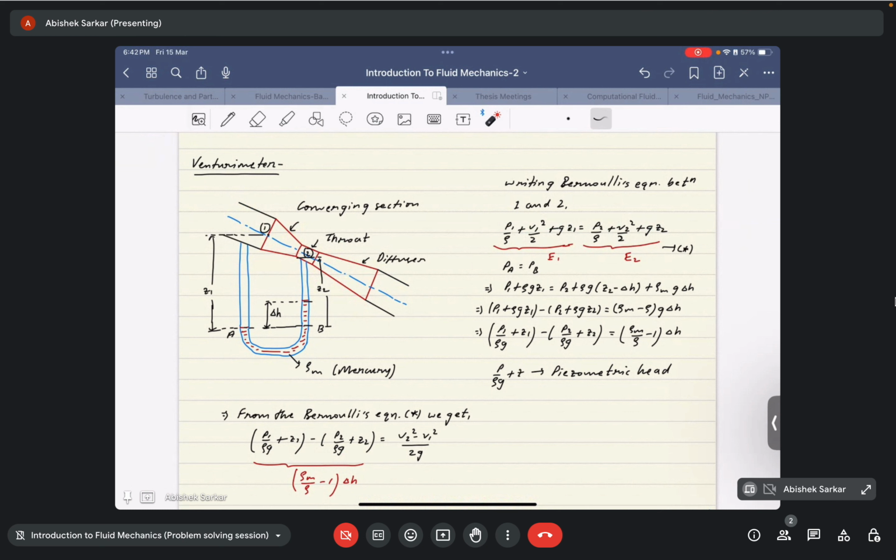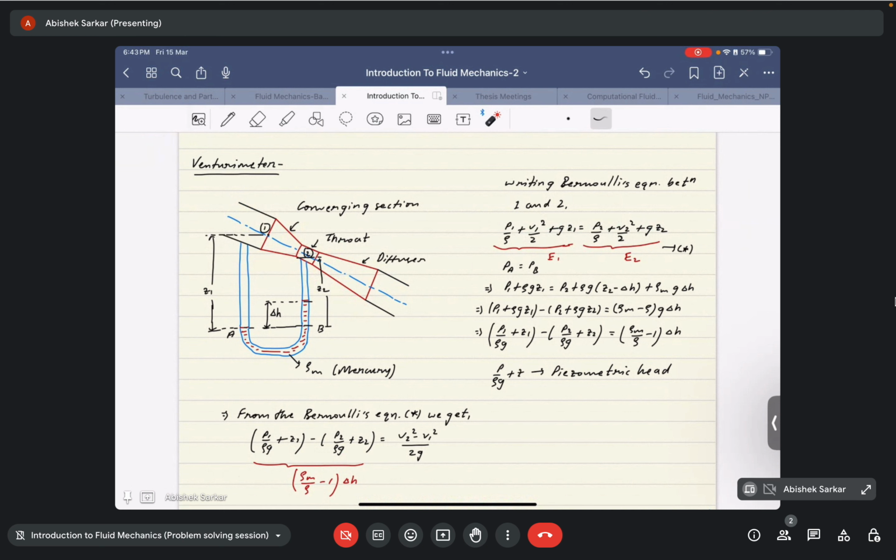Okay, so there are various specifics involved in the very design of the venturimeter itself. So that can be looked upon or revised by the students by revising the lectures. I have skipped that part, but that part is also essential. Questions from that part are also very common in competitive exams. So I insist that you look back to the lectures and see the design process or design ideology involved in the construction of a venturimeter.